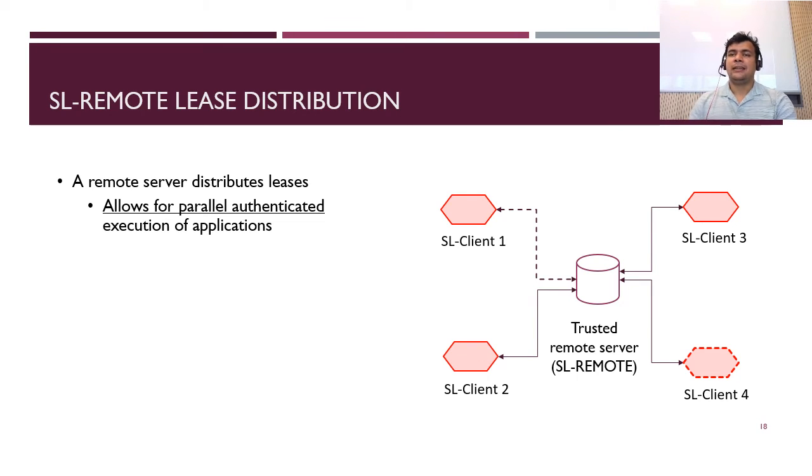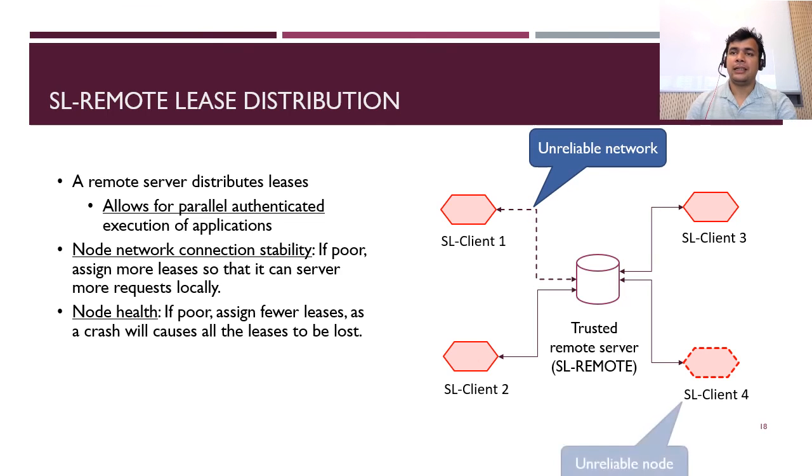then it will reduce its quota, because if the node crashes, all the leases that are stored in it will be lost. This is required to prevent a rollback attack. Details are in the paper. Furthermore, if it sees that a node has an unreliable network, then it will increase its quota. This is to ensure that it can service many local requests in case the network goes away.